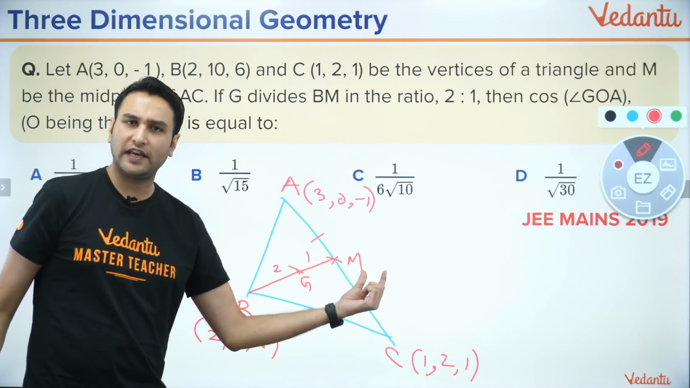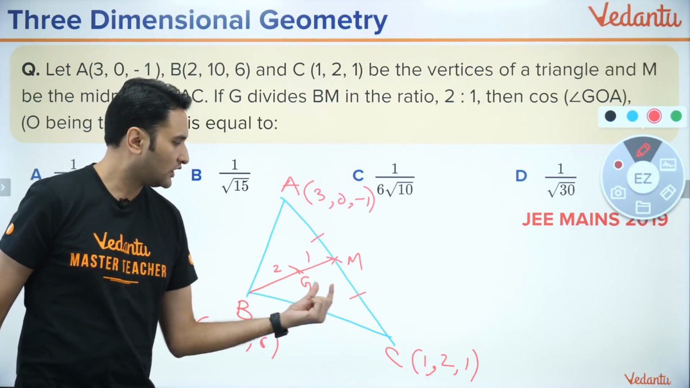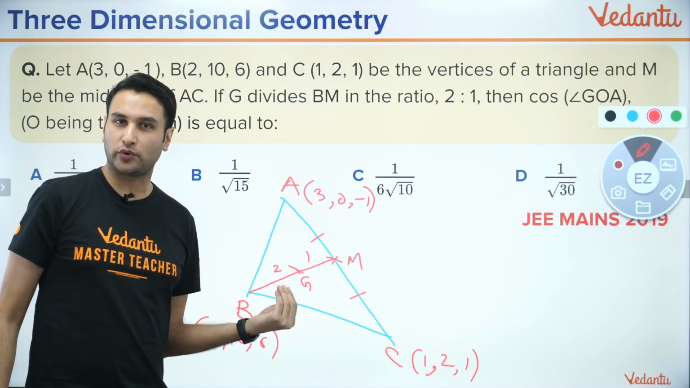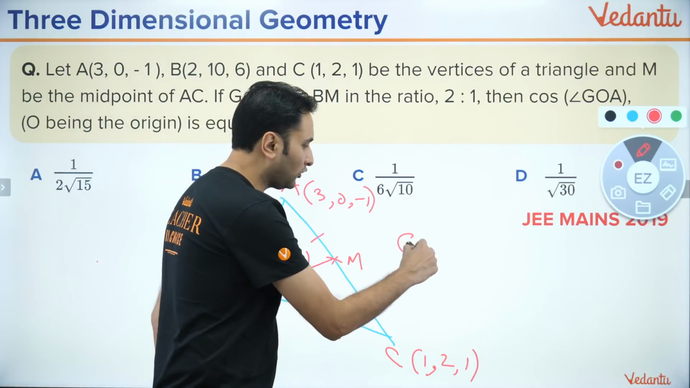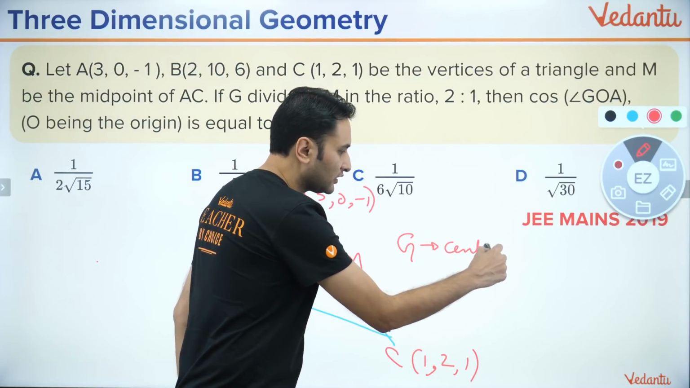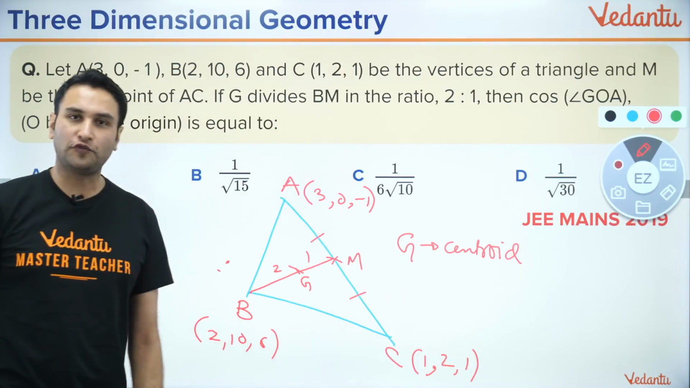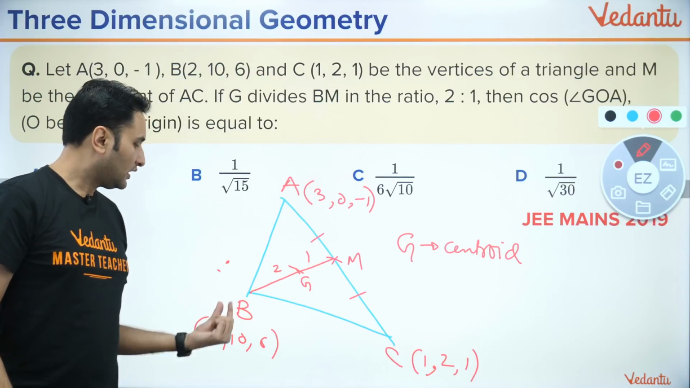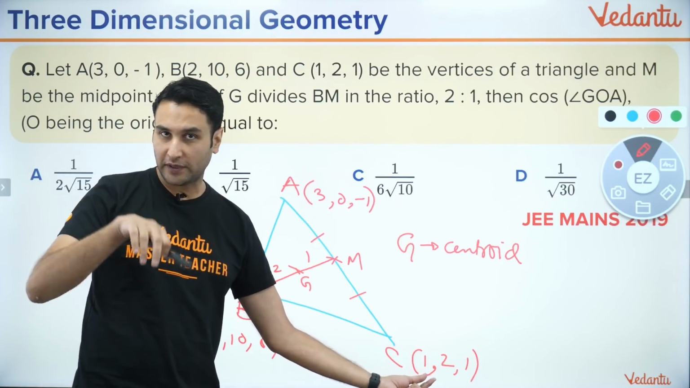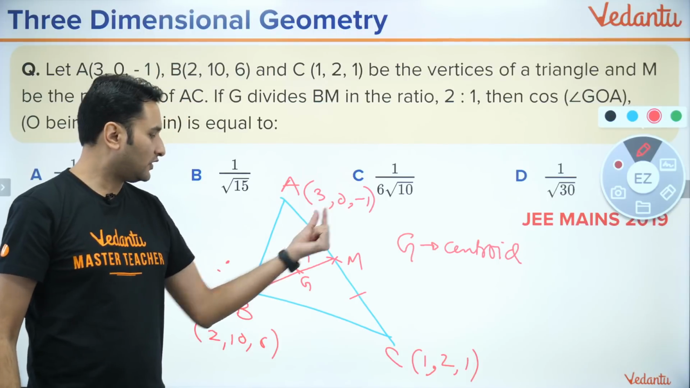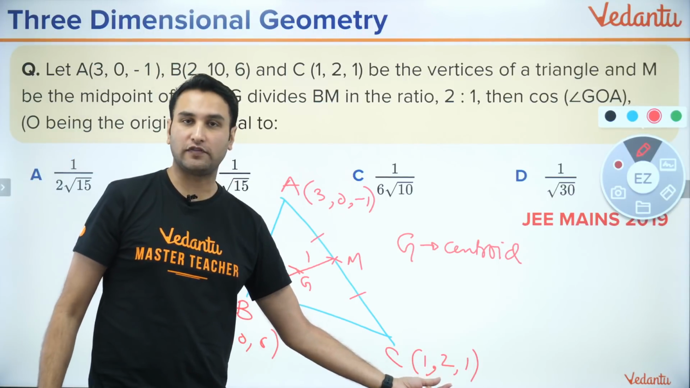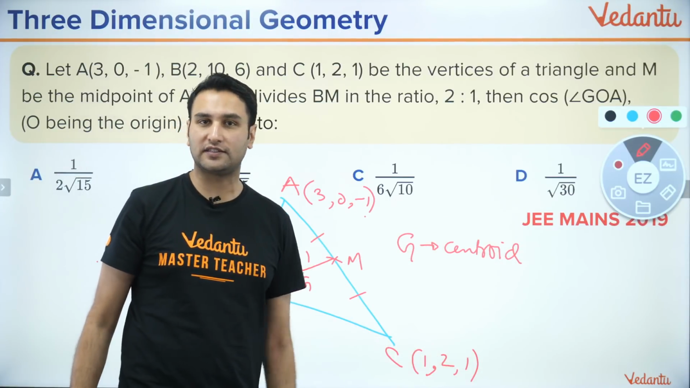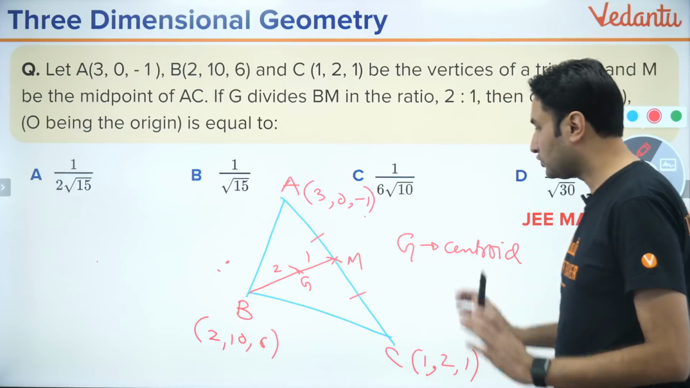But do you have to find M? You need not, because all of you know the point which divides a median in the ratio 2:1 is actually a centroid. So do all of you know that G is a centroid? G bachcho is a centroid, right? Can you find out the coordinate of G? What is the coordinate of the centroid? x1 plus x2 plus x3 divided by 3 is the x coordinate. y1 plus y2 plus y3 divided by 3 is the y coordinate. And z1 plus z2 plus z3 by 3 is the z coordinate. So find out G. बच्चों G भी आ गया अपने पास.